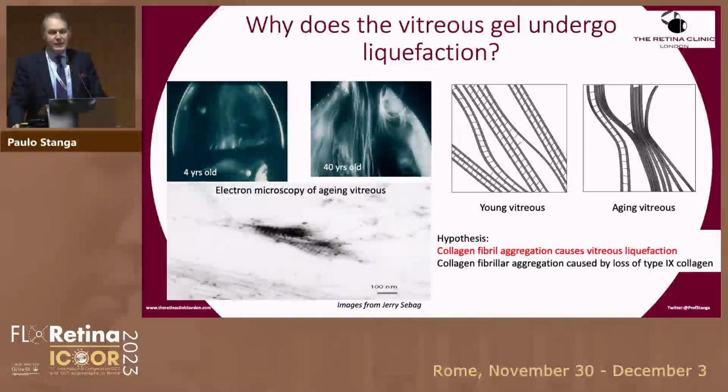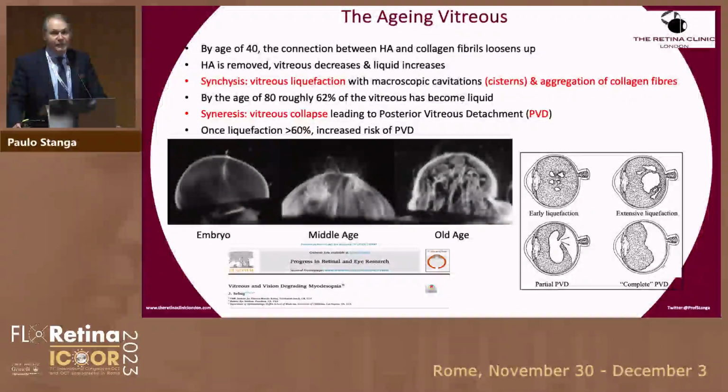Yesterday, I chaired a 90-minute session on vitreous floaters and how to manage them. So we know that the vitreous undergoes liquefaction as we age. This is because collagen fibers aggregate because they lose hyaluronate and collagen type 9. The vitreous also undergoes two processes, mainly synchysis, which is vitreous liquefaction, the coalescence of cisterns, and the aggregation of collagen fibers, which subsequently lead to syneresis, which is the vitreous collapse or posterior vitreous detachment, PVD, as we tend to call it.